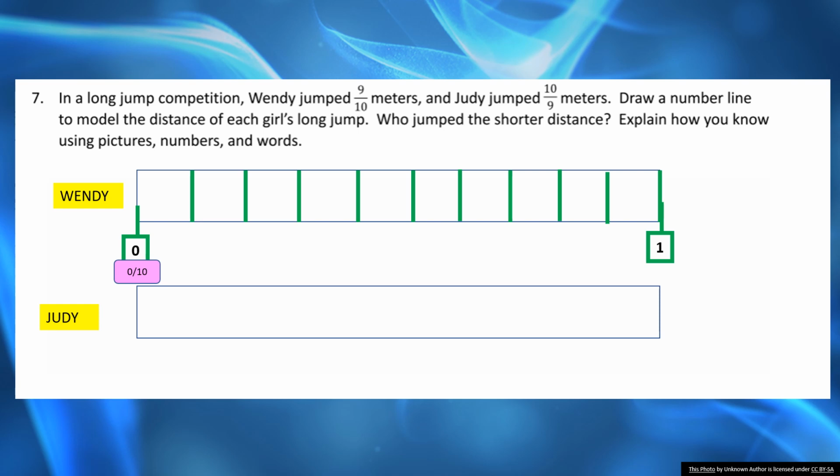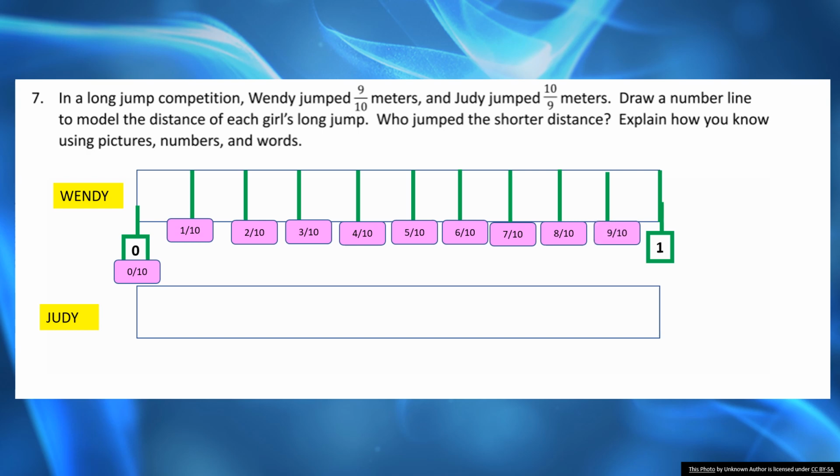Beautiful swan. Okay, so after 0/10, it's 1/10, then 2/10, 3/10, 4/10, 5/10, 6/10, 7/10, 8/10, 9/10, and 10 tenths is the same thing as 1 whole, because 10 divided by 10 is 1.